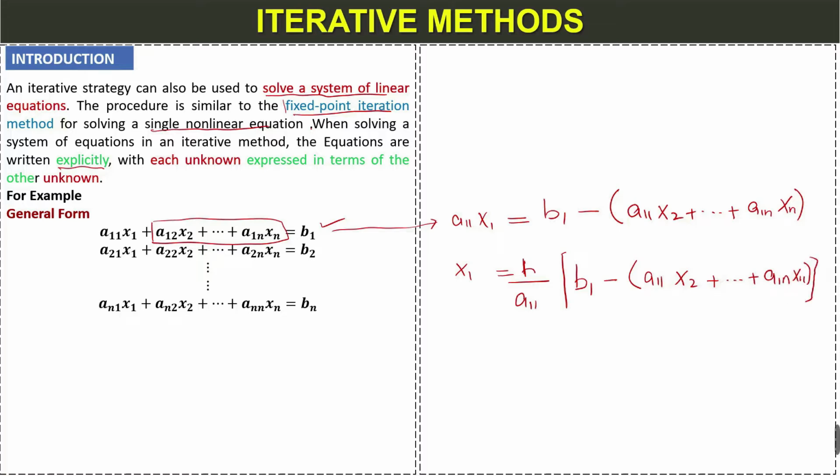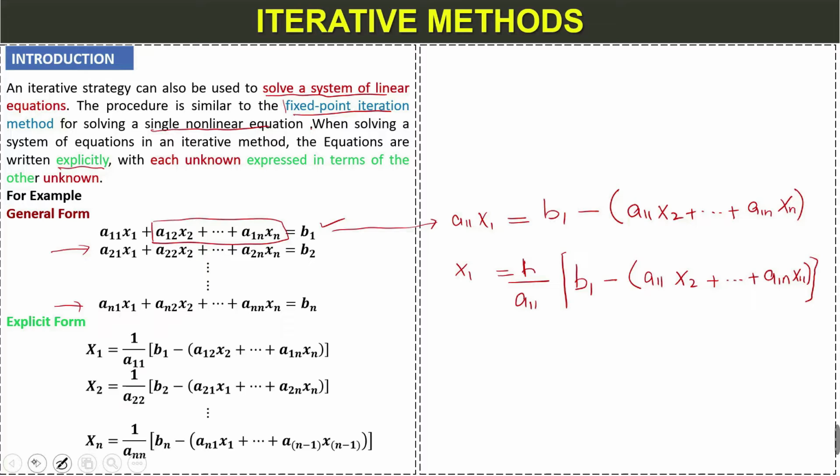This is the explicit form of this equation, and similarly we write the other equations up to the nth equation. For example, we have the explicit form of all these equations for x1, x2 and x3. This is the explicit form, with each unknown expressed in terms of the other unknowns: x2 in terms of the other unknowns, xn in terms of the other unknowns. We write the given system of equations in explicit form like that.